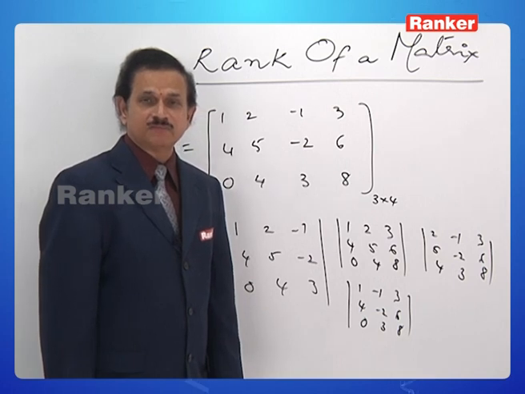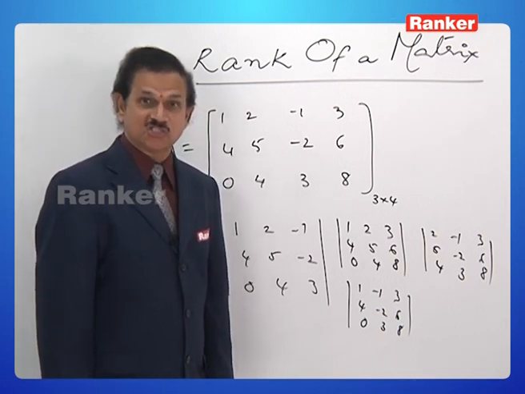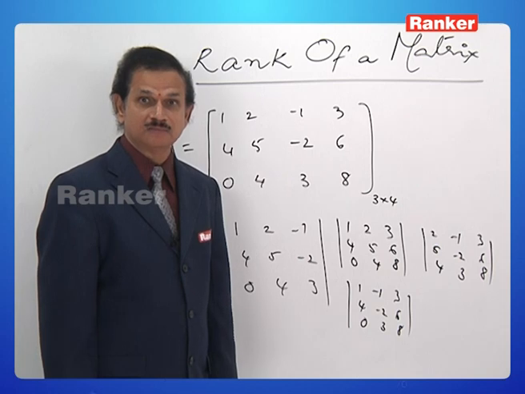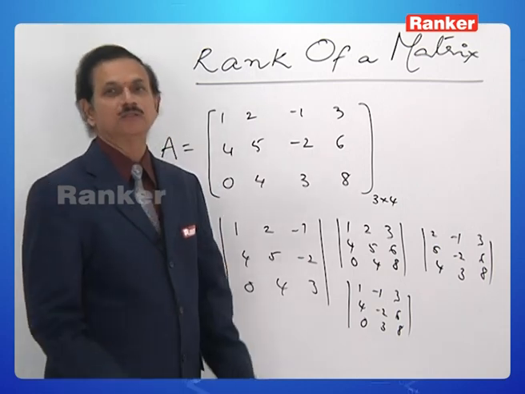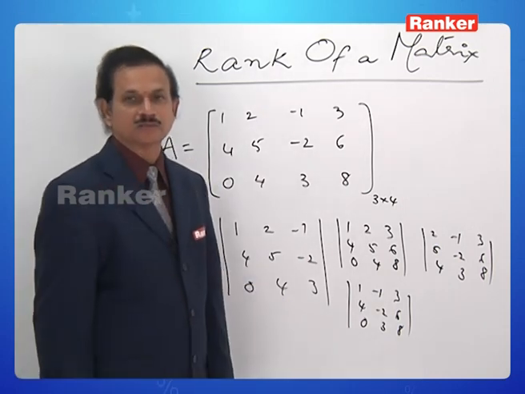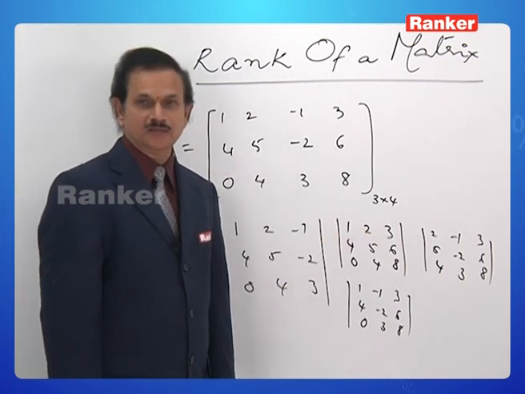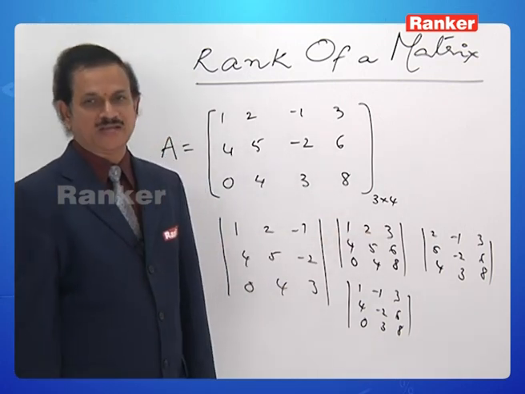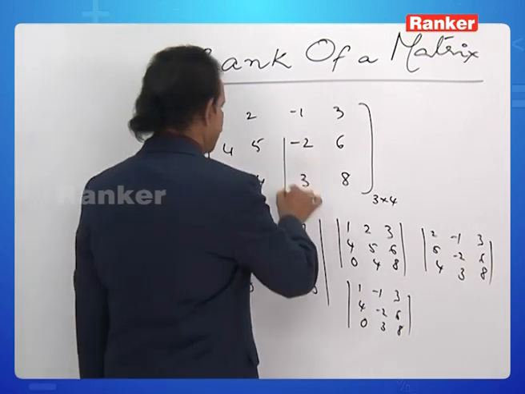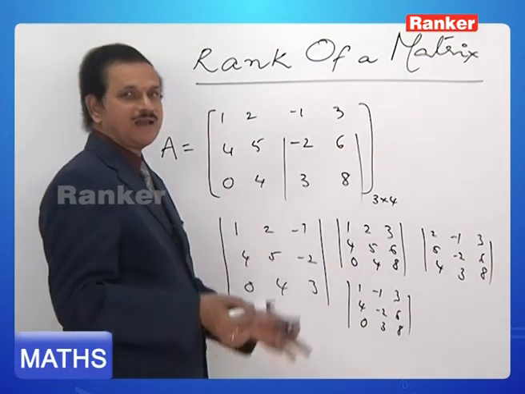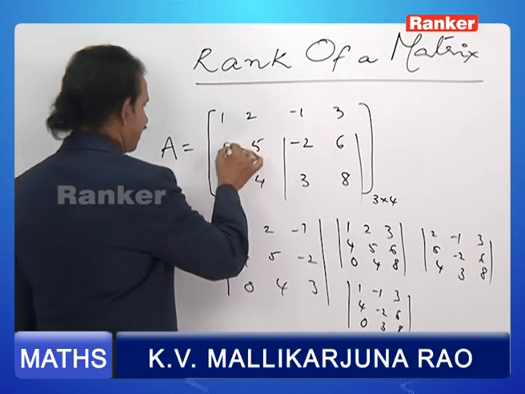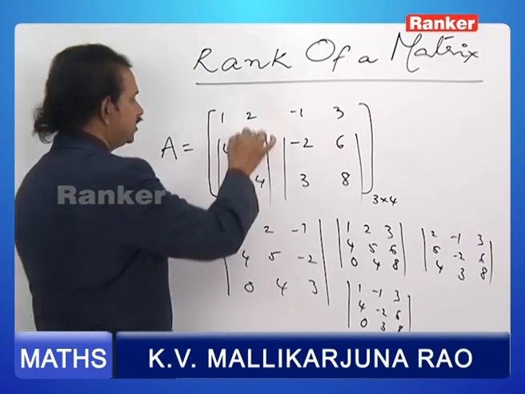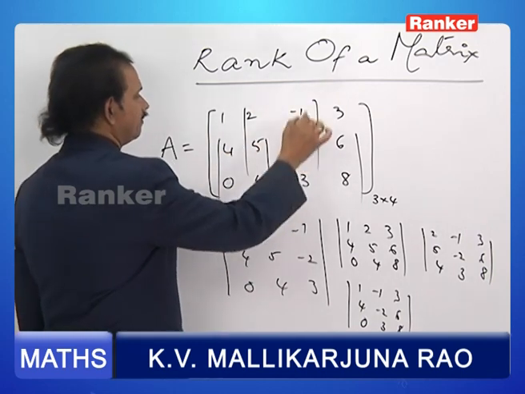Determinants of square submatrices of 3 by 3 order from A. Those are nothing but called minors. This is a 3 by 3 minor. I want to have a 2 by 2 minor. Can you? Why not? This is a 2 by 2 minor. Another 2 by 2 minor. Of course, this is another 2 by 2 minor. This is another 2 by 2 minor: 2, minus 1; 5, minus 2.